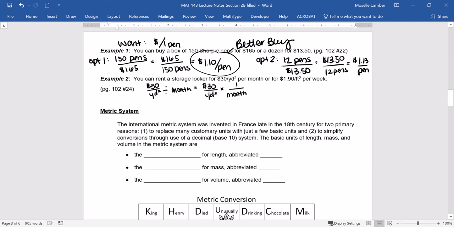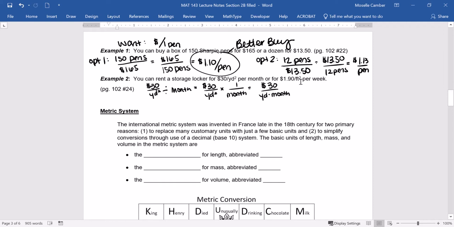This first one stays the same, division becomes multiplication, and then instead of just month, it's going to be 1 over month. So this really becomes $30 per yard times month. And you'll notice that anytime we have two "pers," you're going to put both of them in the denominator. So we have $30 per square yard per month.